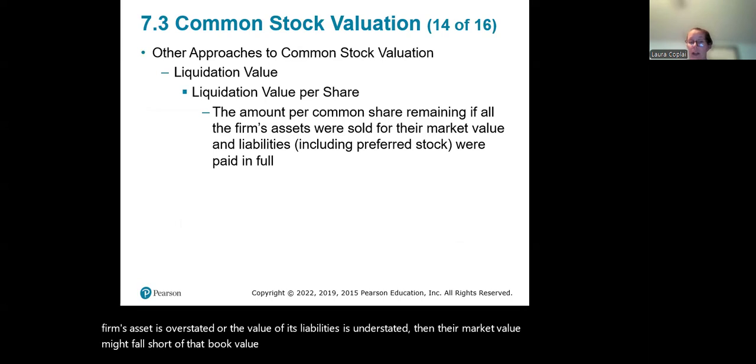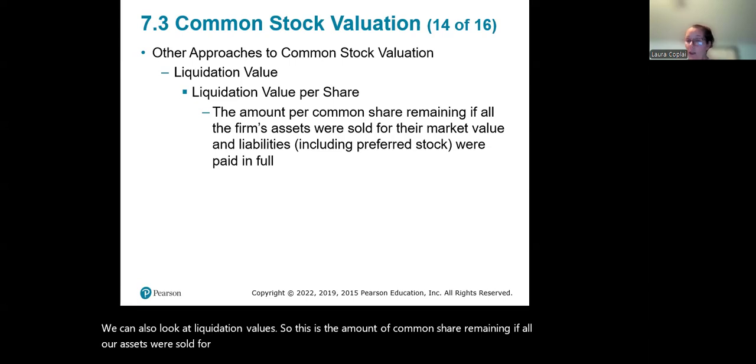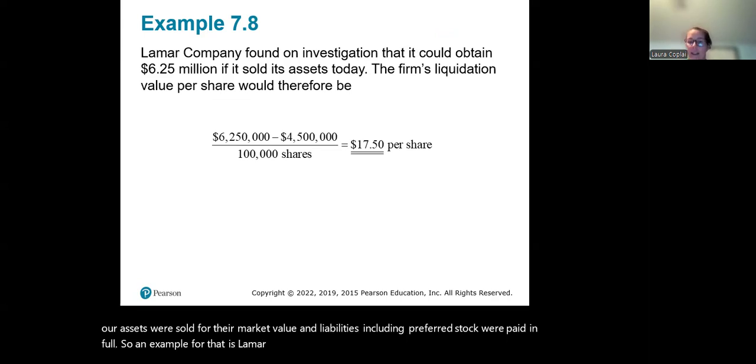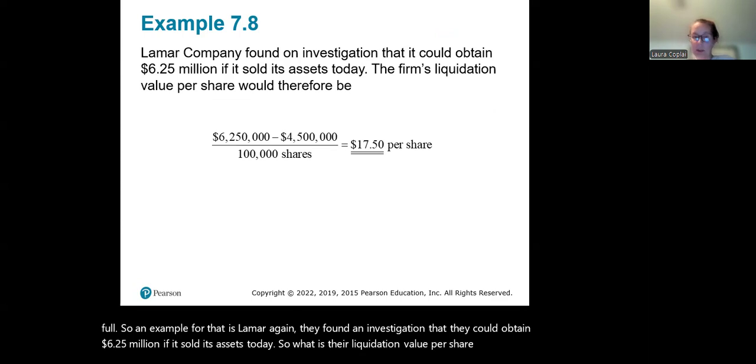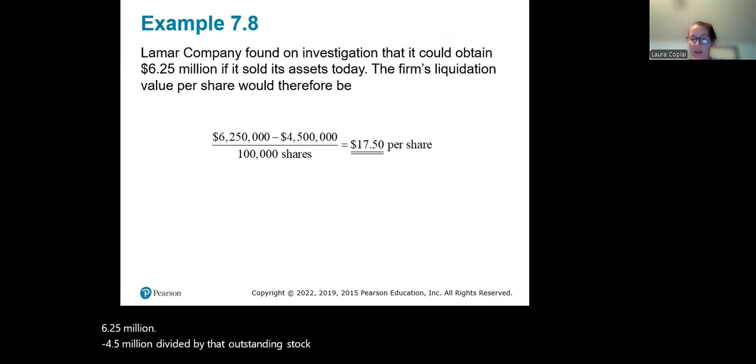We could also look at liquidation value. So this is the amount of common share remaining if all our assets were sold for their market value and liabilities, including preferred stock, were paid in full. So an example for that is Lamar, again. They found on investigation that they could obtain $6.25 million if it sold its assets today. So what is their liquidation value per share? So it's the 6.25 million minus 4.5 million divided by that outstanding stock of 100,000. So we get $17.50 per share.